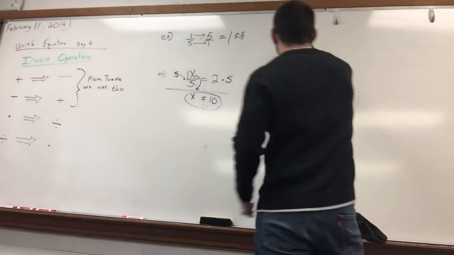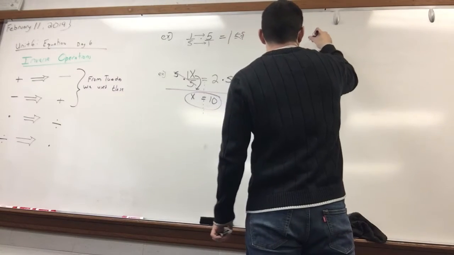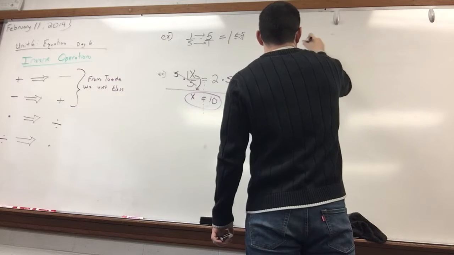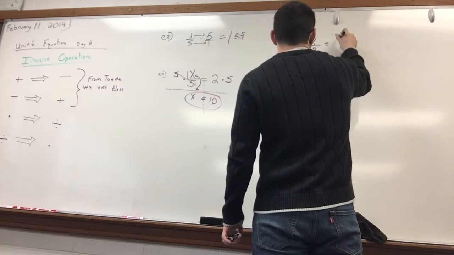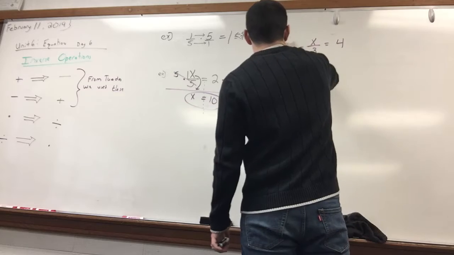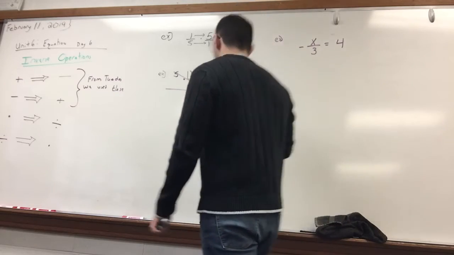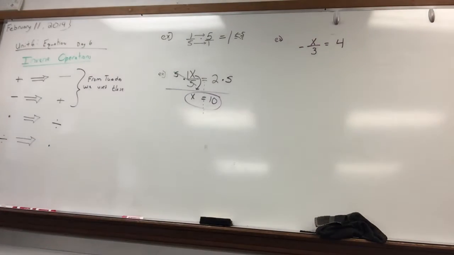Let's try another one. Let's go negative x over 3 equals 4. So now we have a negative x over 3 equals 4. You still need to know what operation it is. Is it multiplication? Is it division? Is it addition? Is it subtraction?